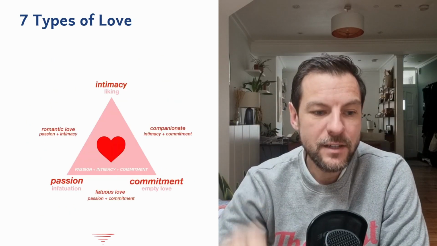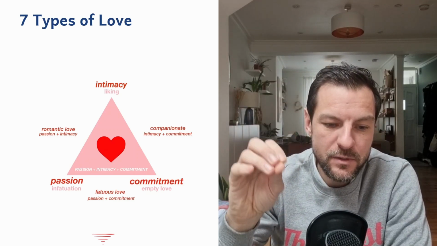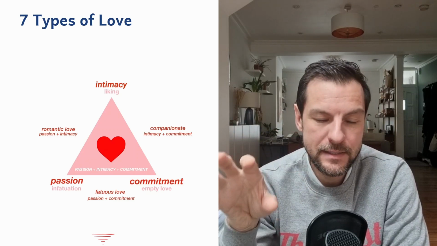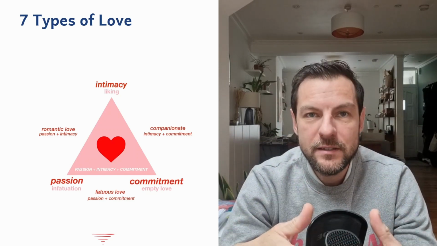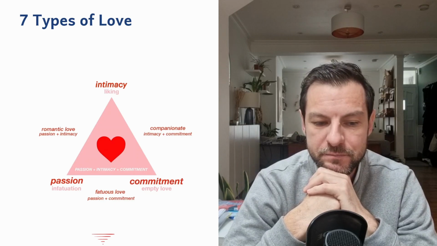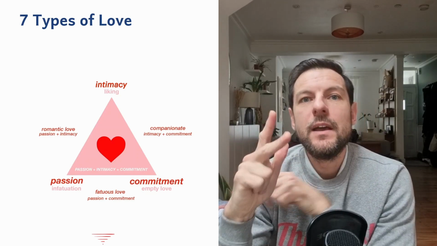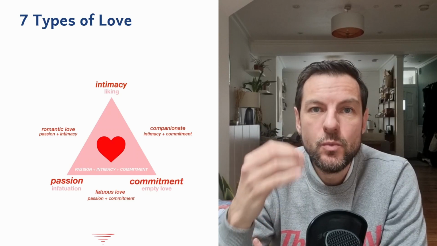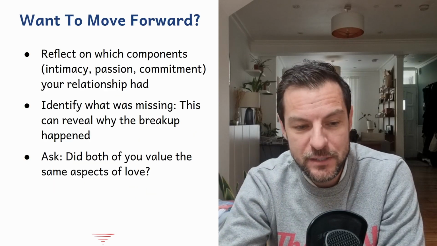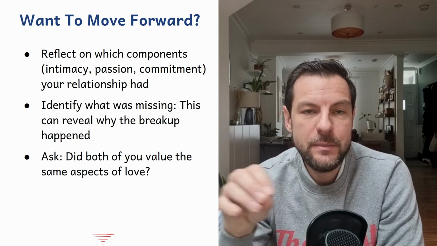Going back to this triangle: intimacy is liking. When you have intimacy and commitment, it's companionate love. Commitment and passion, fatuous love, and so on. Pause the video, reflect, and I'll give you in a second a few things to think about. Assess, maybe measure from 1 to 10, where you are in terms of intimacy, commitment, and passion. The one or two with the lowest score will indicate where you need to work. And assess whether your partner is also willing to work on those aspects.